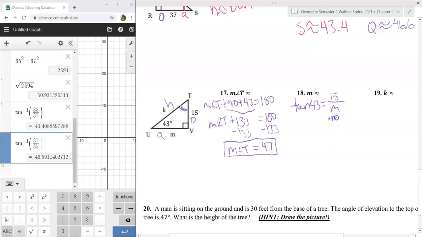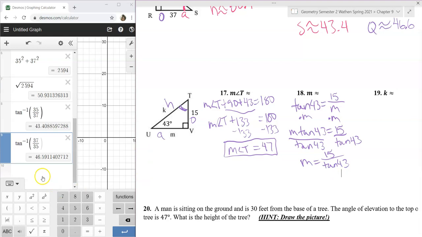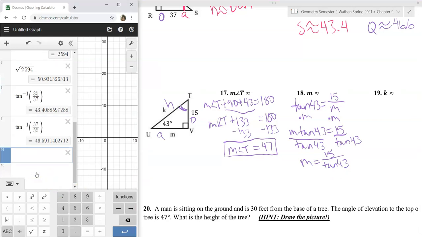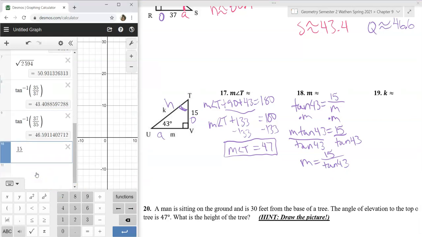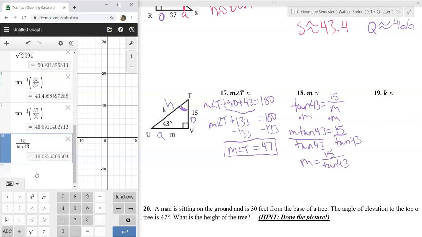We're going to have to multiply by M on both sides to get M out of the denominator. And then to get M by itself, we can go ahead and divide by the tangent of 43. So we find that M is equal to 15 over the tangent of 43. And if we put that into our Desmos to get our decimal approximation, we get that M is approximately 16.1.